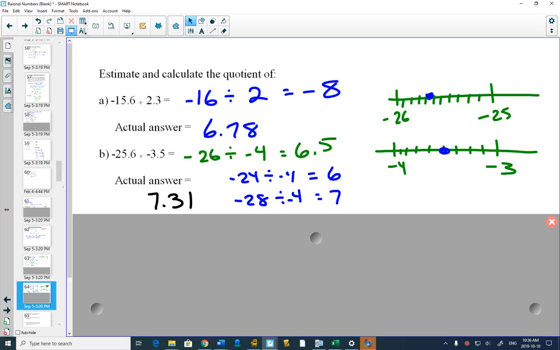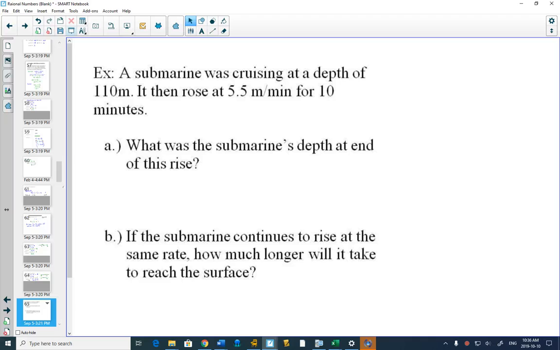Okay, some word problems. You ready for a word problem? Some of you did this one already in the homework. It's a little bit different, different numbers. A submarine was cruising at a depth of 110 meters. So it's 110 meters below the surface. I think this is like number 13.